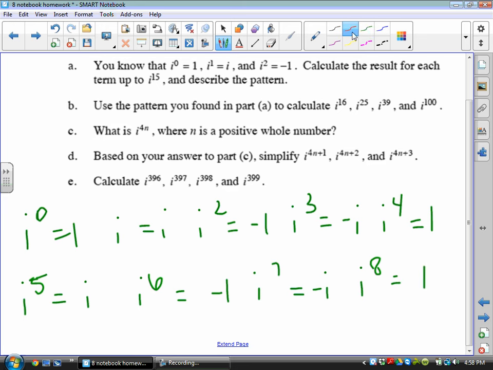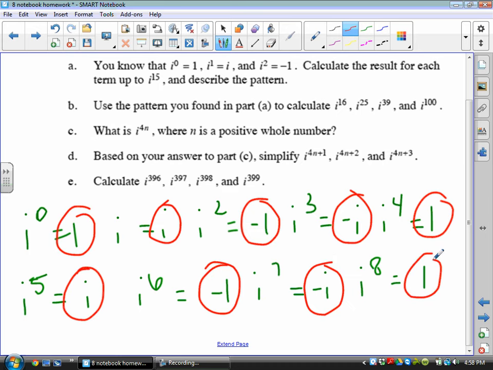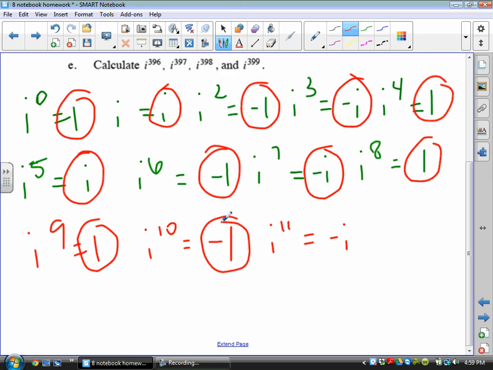Do you see a pattern here? It's going i, negative 1, negative i. Well, let's start with 1 here, I guess: 1, i, negative 1, negative i. Then it'll be 1. The next one would be i. The next would be negative 1. The next would be negative i. Okay, we get a pattern going. It's repeating the same 4 numbers. It was 1, i, negative 1, negative i.